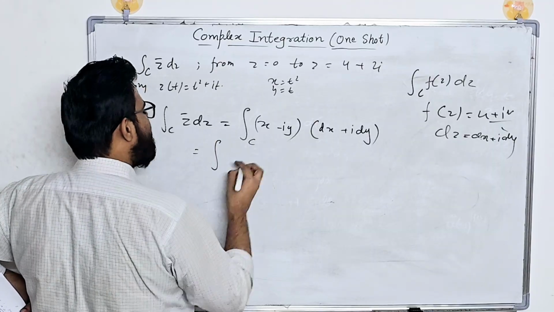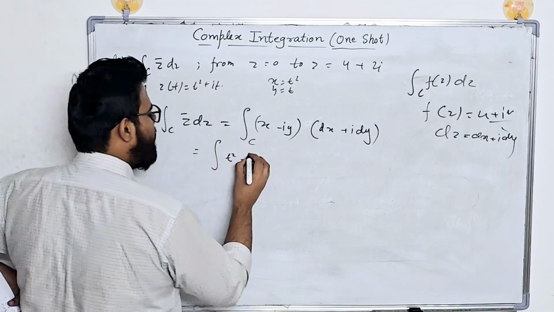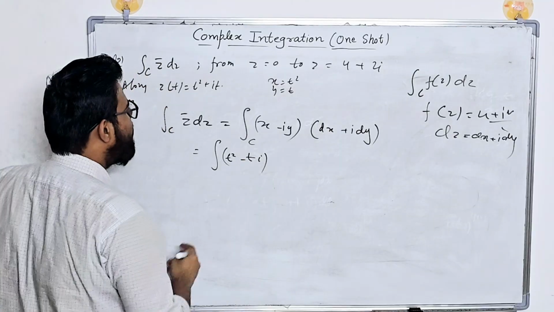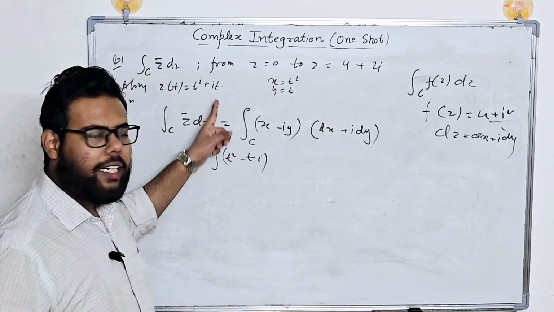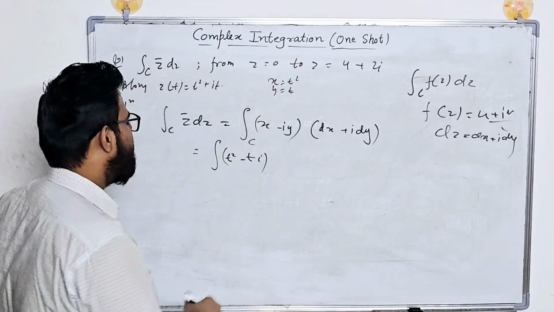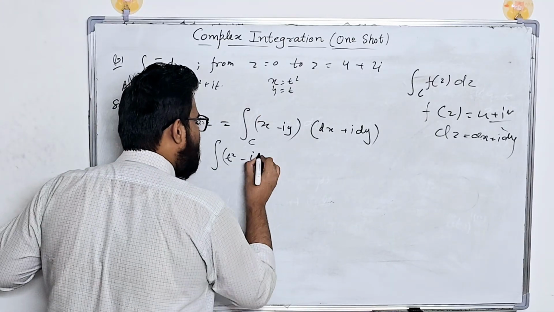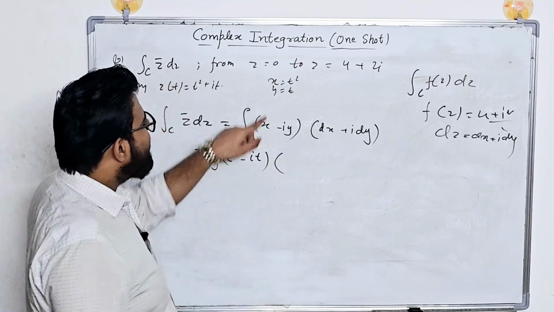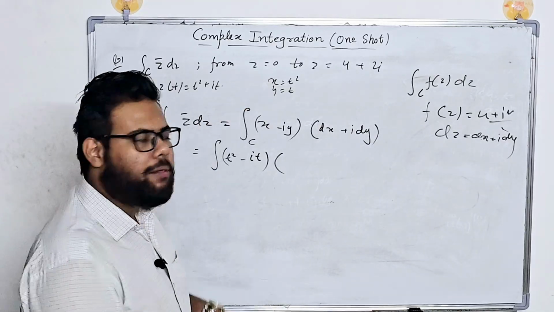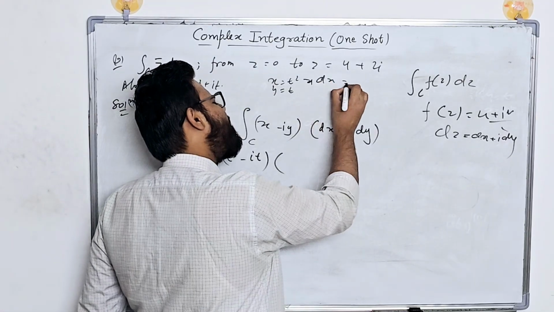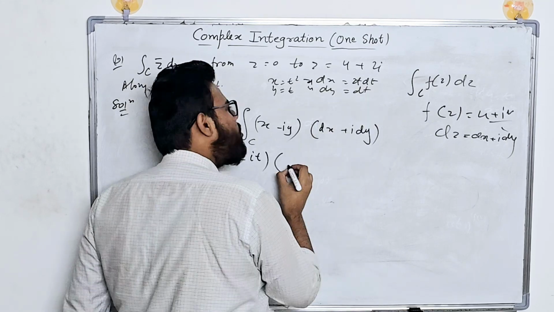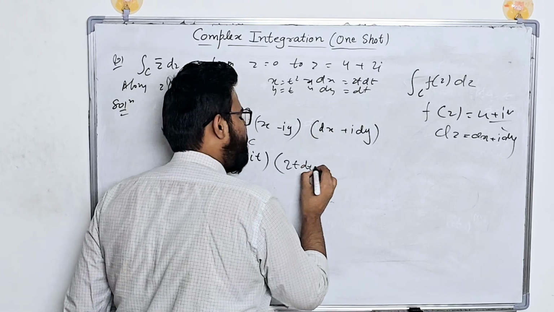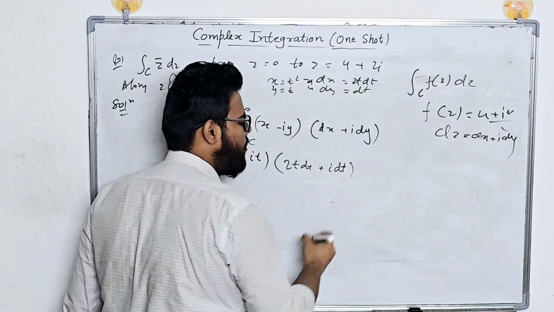So what is the value of x? It is t square, and the value of y is t over here, y is equal to t, so I can write it like that, correct? Now what is dx? dx is equal to 2t dt, simple differentiation, and dy is equal to dt, correct? So it is equal to 2t dt plus i dt, correct?